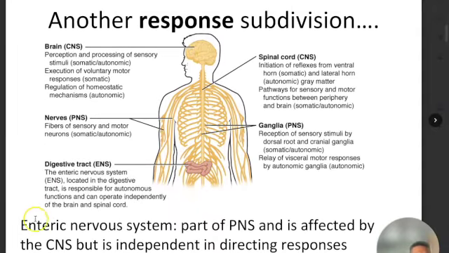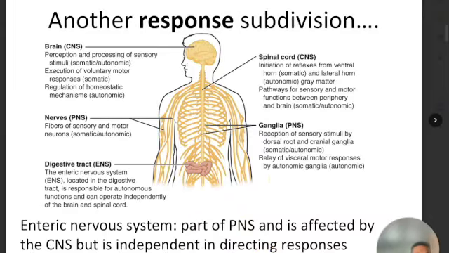Another one is your enteric nervous system. It is part of the PNS, is affected by the CNS, and is independent in directing response. For example, enteric is for your intestinal and all that stuff. It is responsible for smooth muscles and glandular tissue. But we're mainly going to be focusing on somatic and autonomic.